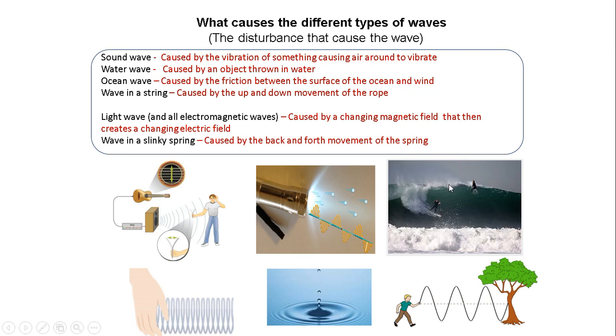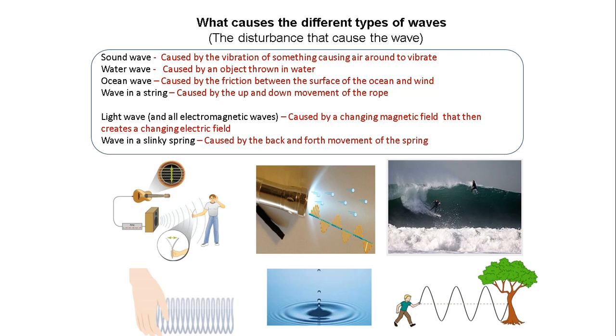For waving a string, like a rope here, it's caused by you moving the rope up and down. That's a vibration. A light wave is a special kind of wave. It's called an electromagnetic wave. The vibration is caused by a changing magnetic field, which then leads to a change in the electrical field. These are pulses or signals, and light travels when this vibration happens.